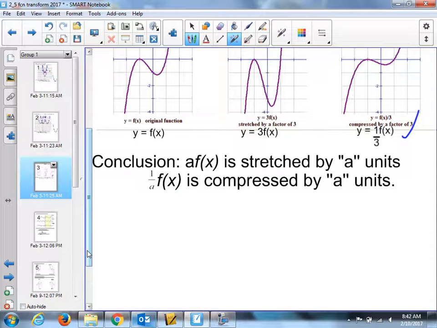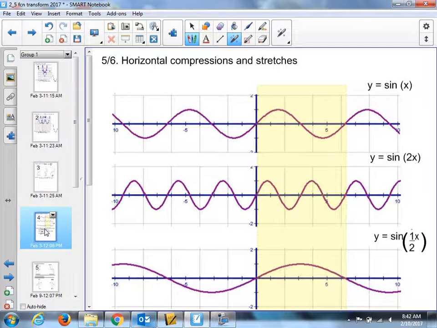A term in front of f of x. If you got a number in front of it other than 1, it's stretched by a units. And compression if it's 1 over a. If it's smaller than 1, you could have like 2/3, right? It doesn't have to be 1 over a. Okay. I won't get into that. I was going to say, well, 2/3 is correct. It's 3/2 units. But anyways, now the accordion, left, right, horizontal compressions and stretches.